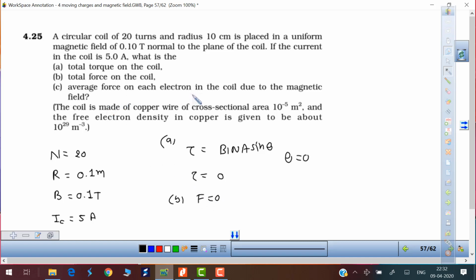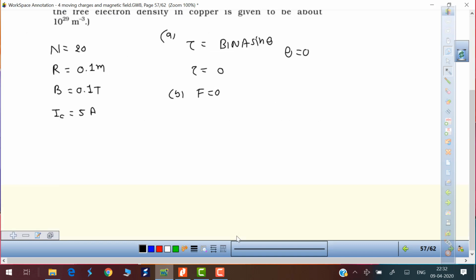Average force on each electron in the coil due to the magnetic field. So here force is acting, see, force on each electron is what we want to calculate. So we have the formula F is equal to QV cross B, so here eVB. We have the charge of the electron, we have the magnetic field also, but we don't have the velocity.